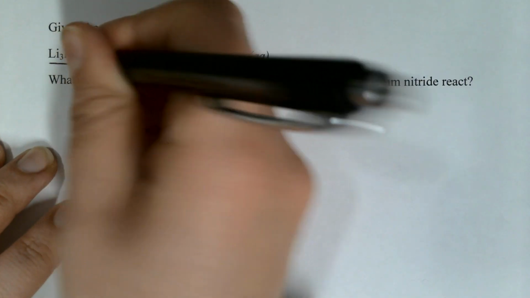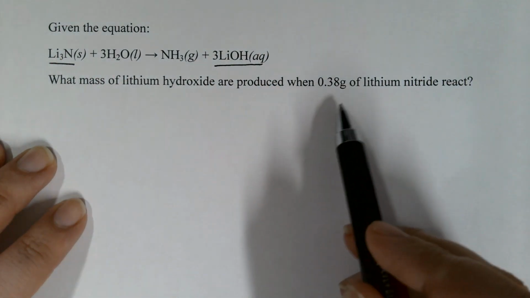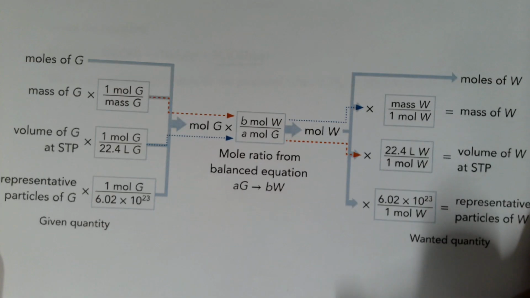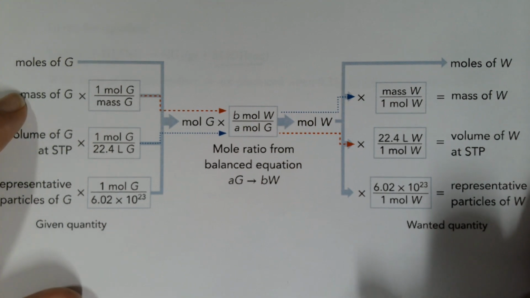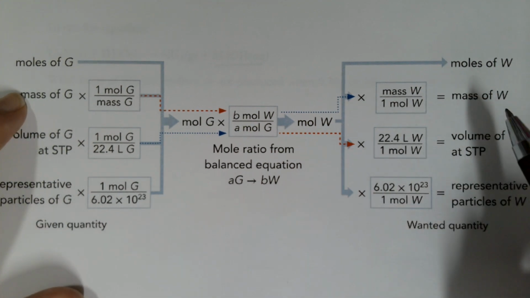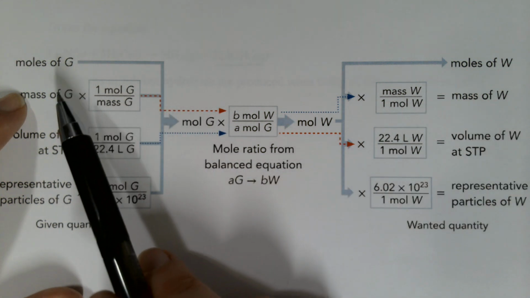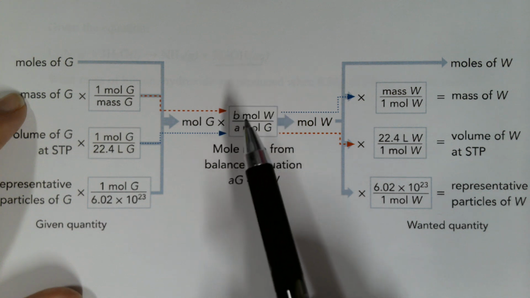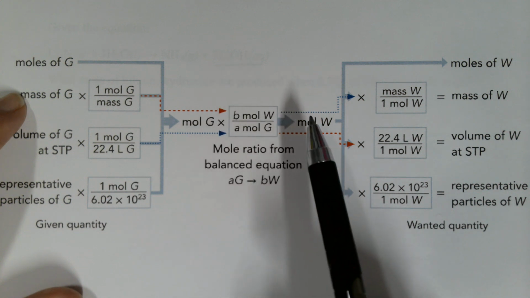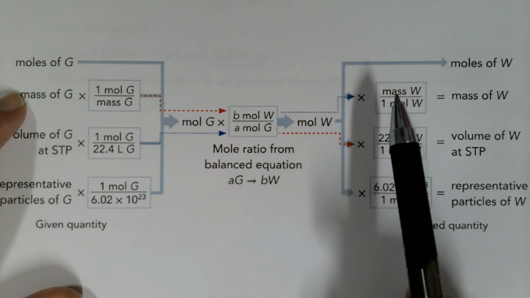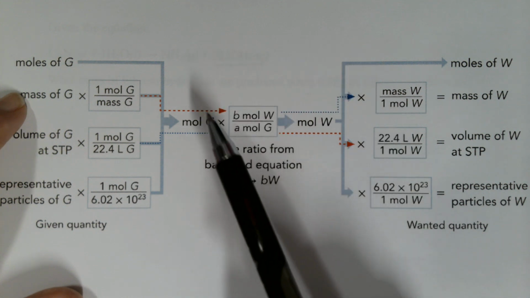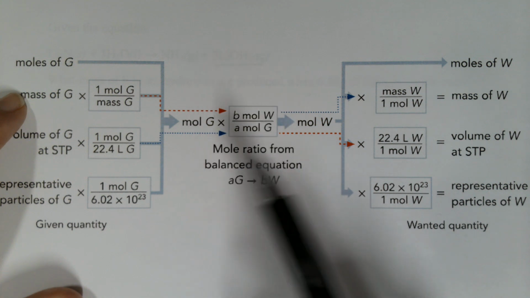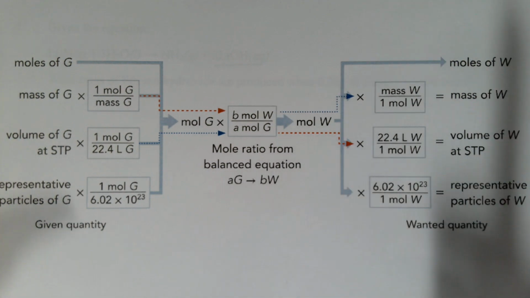We're going to go from here to here. This is a mass and this is a mass. So here is our flow chart. We're going from mass of our given quantity to mass of our wanted quantity. So the first step would be to convert the mass to moles. Using the mole ratio in the balanced equation, we'll switch from the moles of the given quantity to the moles of the wanted quantity, and then switch from moles back to mass. In all stoichiometric calculations, we have to always use the mole quantity to convert from one substance to another.